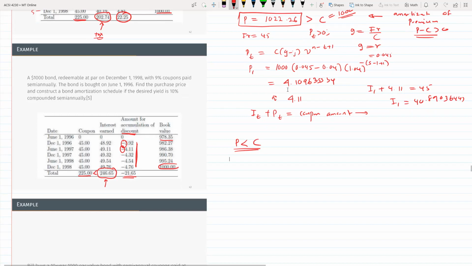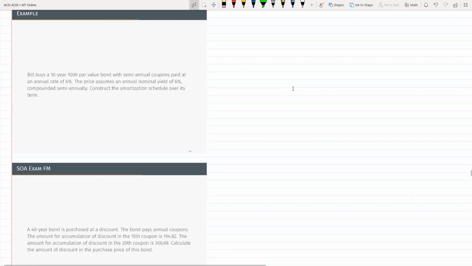Try to recreate that table. Okay, so in here you will see a problem which says buy a 10-year 1,000 par value bond with semiannual coupons at an annual rate of 6%, priced at an annual nominal yield of 6%. Construct the amortization schedule. So I'm going to leave it for you. So again, try and ask me if you have a question.